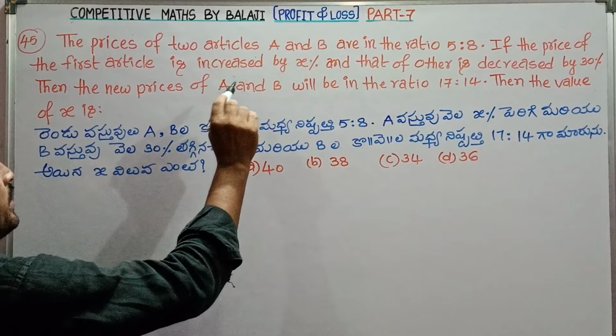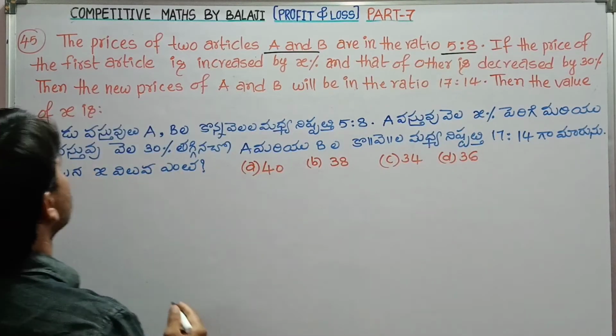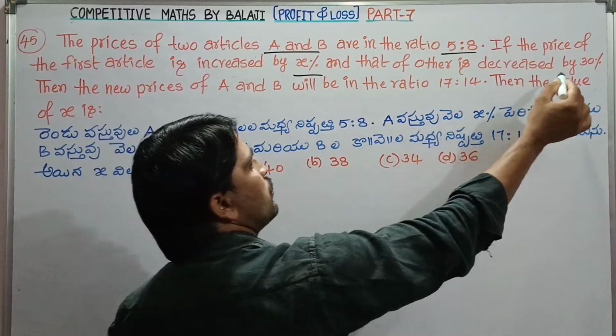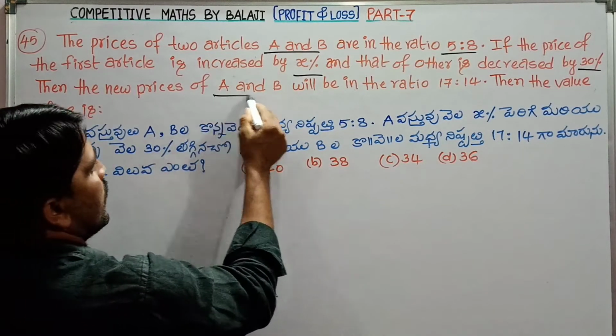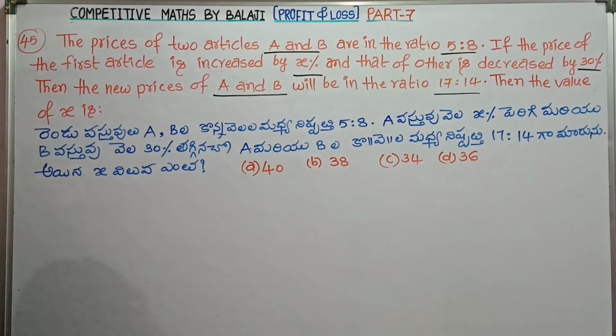The prices of two articles A and B are in the ratio 5:8. If the price of the first article is increased by X% and that of the other is decreased by 30%, then the new prices of A and B will be in the ratio 17:14. Then the value of X is.